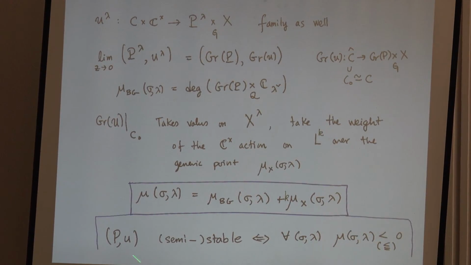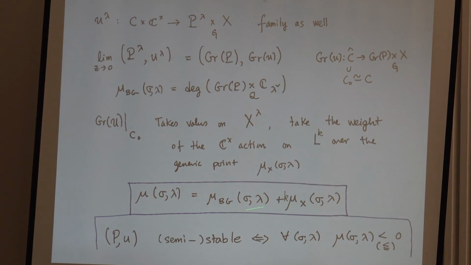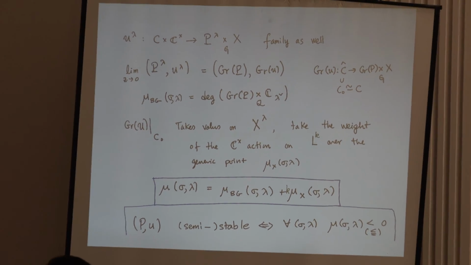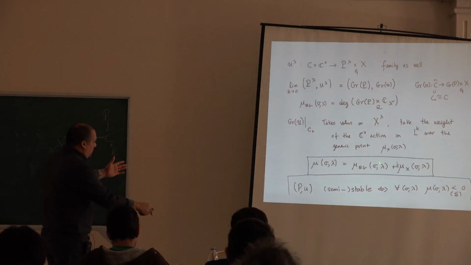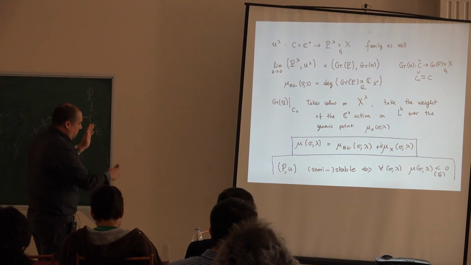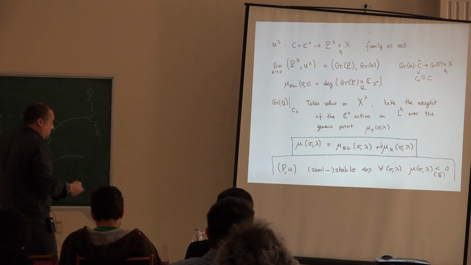And then I will say that the pair is going to be semi-stable if and only if this weight, this sum of the two contributions that I have, is smaller than 0. So this is more or less how it goes. It's essentially just the semi-stability condition that you put on the bundle plus the semi-stability condition that you have on the target that you have.